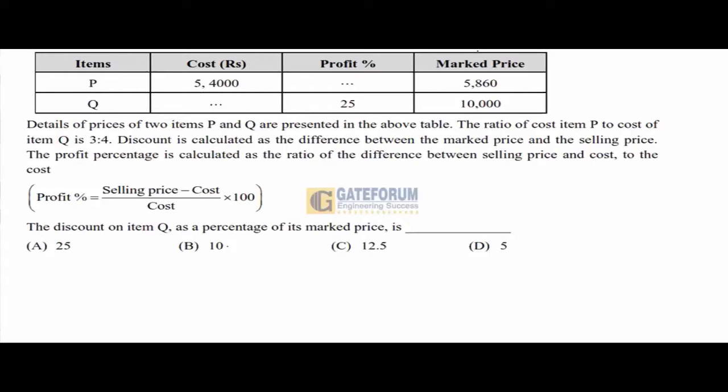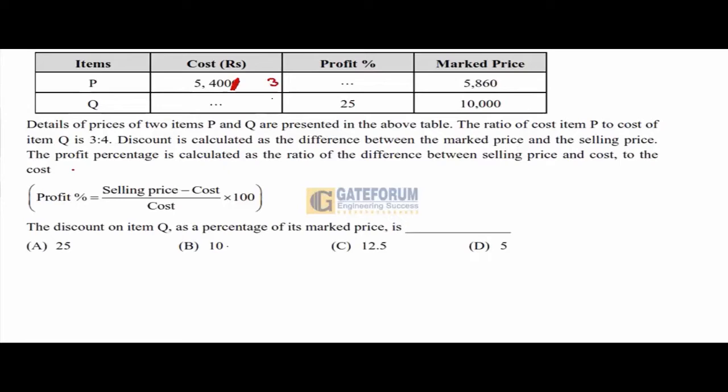As you can see from the chart, it has been said that P and Q are two items. The cost of P is rupees 5,400. This zero is a misprinting, let us cancel this off. And it has also been said, if you read the sum properly, that the details of prices of two items P and Q are presented. The ratio of cost item P to cost item Q is 3:4.